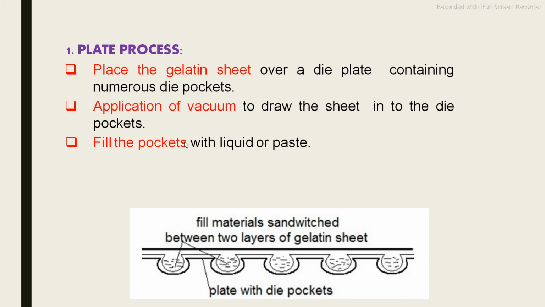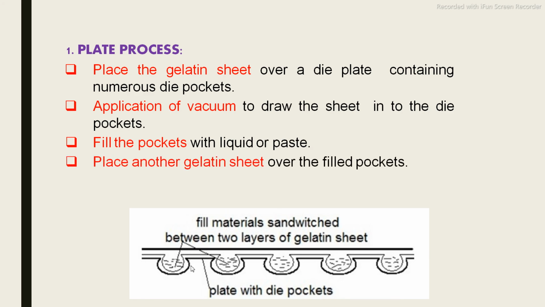So what is the process? First you have to take a die plate, and then you apply the first gelatin sheet. Once you place the gelatin sheet, you apply the vacuum. Once you apply the vacuum, there is formation of this type of pockets, and you can fill your medicament inside the pocket. Once the filling is done, you can apply the second layer of gelatin sheet and then press it. After pressing, you can separate the final soft gelatin capsules.